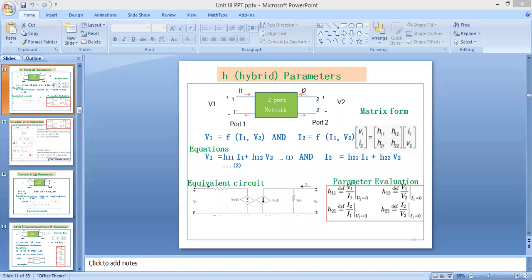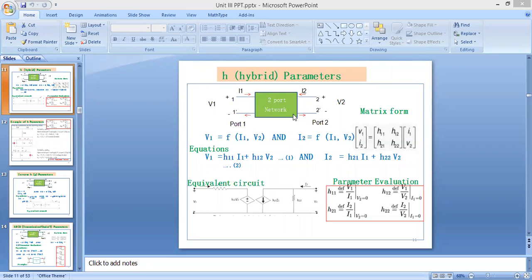Good afternoon. In today's session, we have to see about hybrid, inverse hybrid, and ABCD parameters. So we know we are using here a two-port network. A two-port network is nothing but a network which consists of two pairs of terminals. We can call that network a two-port network.